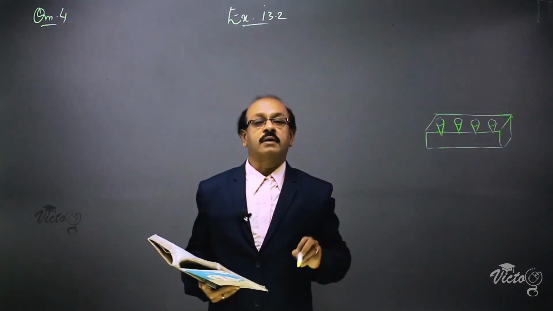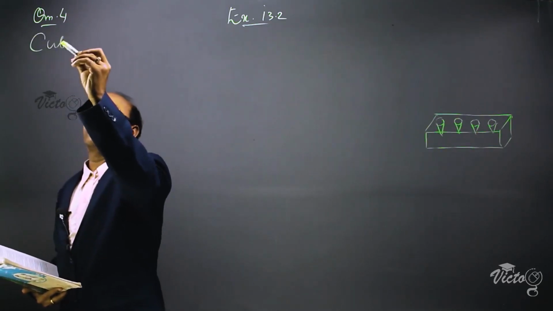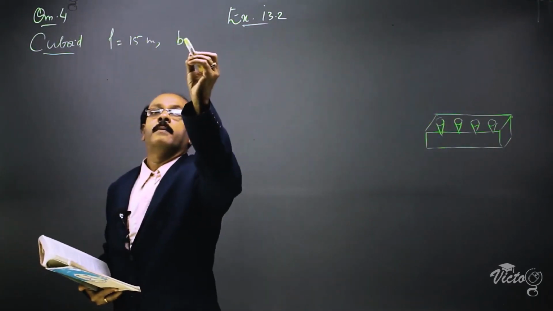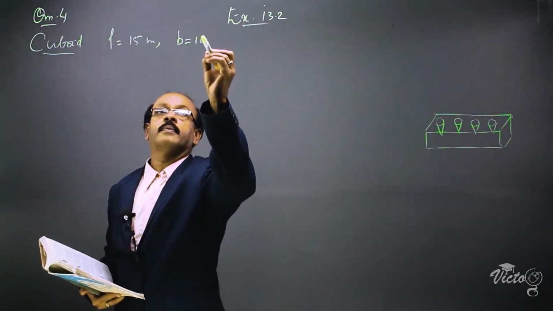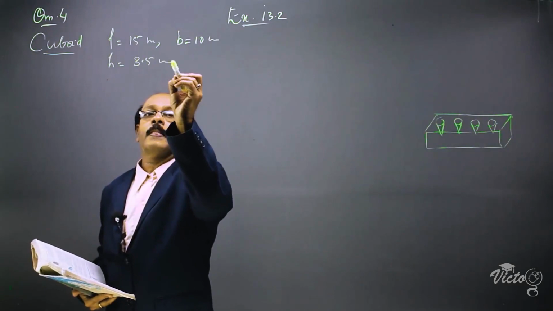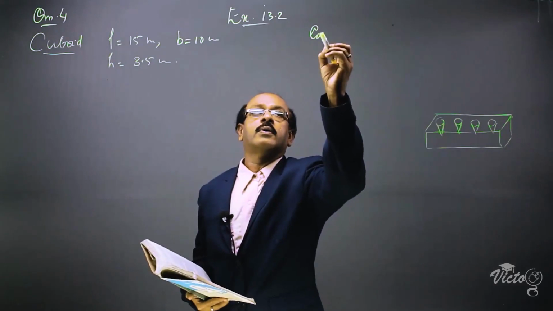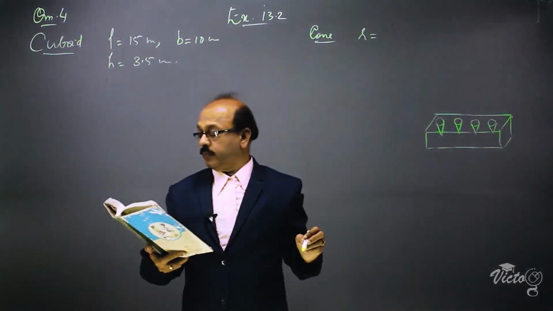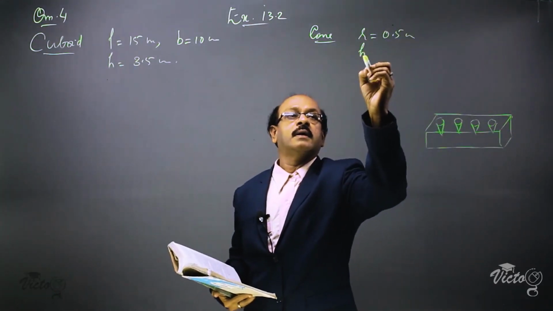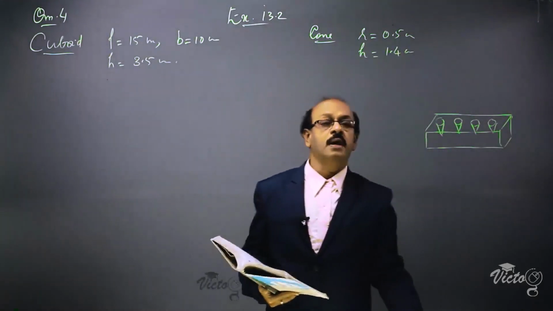So, we are given the length, breadth and height of the cuboid. Length is equal to 15 centimeter, breadth is equal to 10 centimeter and height h is equal to 3.5 centimeter. So we can calculate the volume of the cuboid. And for the cone, radius r is equal to 0.5 centimeter, and depth means height, it is 1.4 centimeter. These are the measures given in the question.